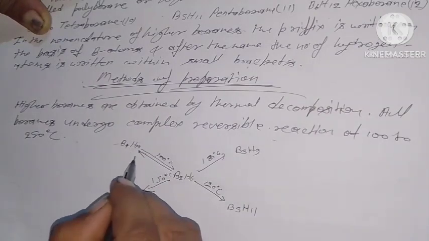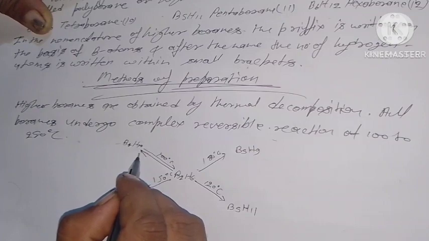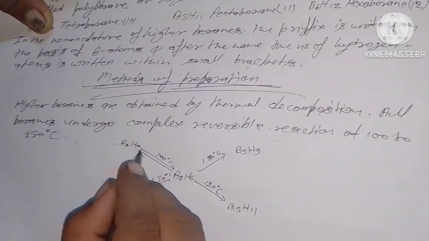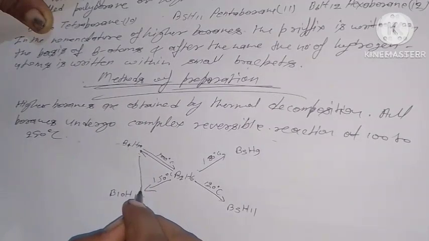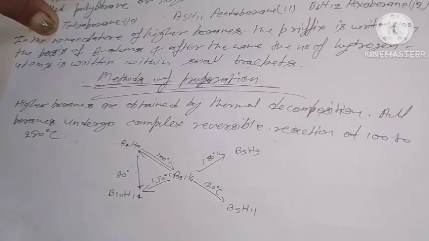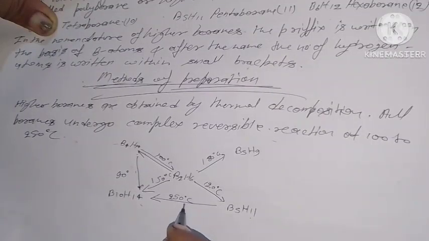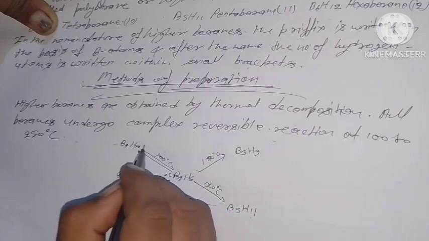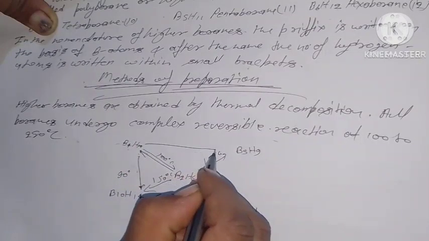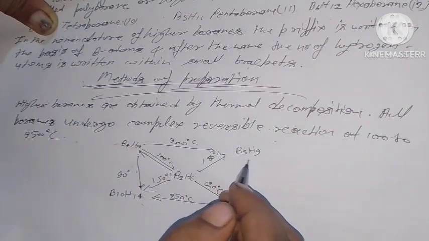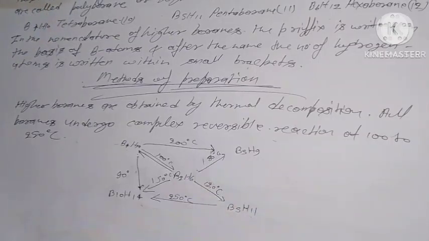B4H10. You can achieve B10H14 with the help of B4H10 at 90 degrees Celsius, and you can achieve B10H14 from B5H11 at 250 degrees Celsius. And you can achieve B4H10 at 200 degrees Celsius from B5H9.